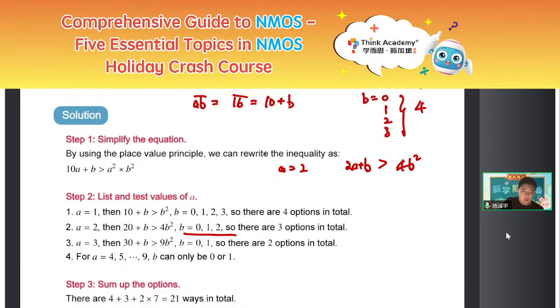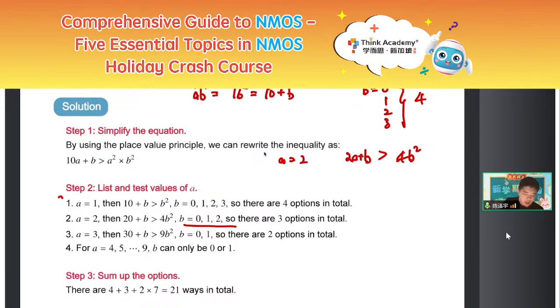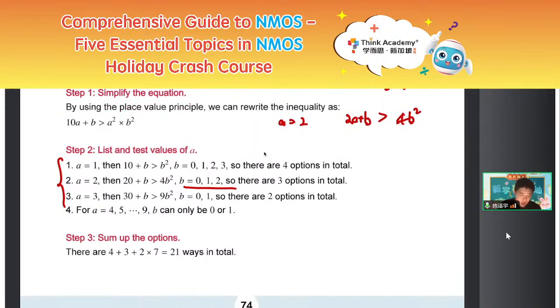I don't really like enumeration because it's time consuming. But doing things in order is very, very important. Even the solution here is doing things in order. We start with A equals 1, A equals 2, A equals 3. We had a question: why here is it times 7?